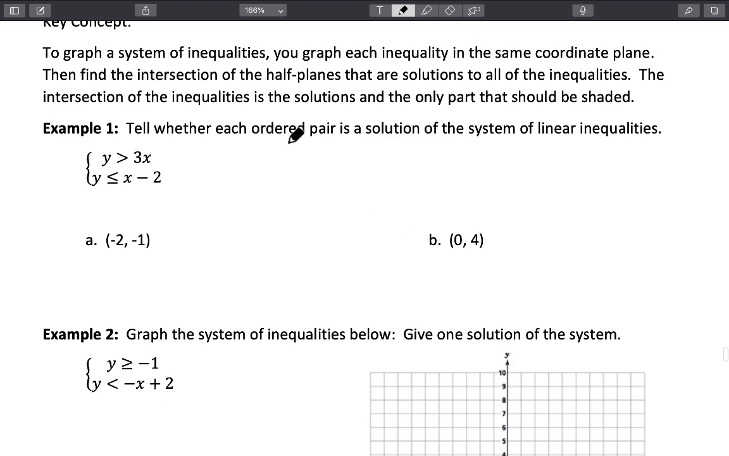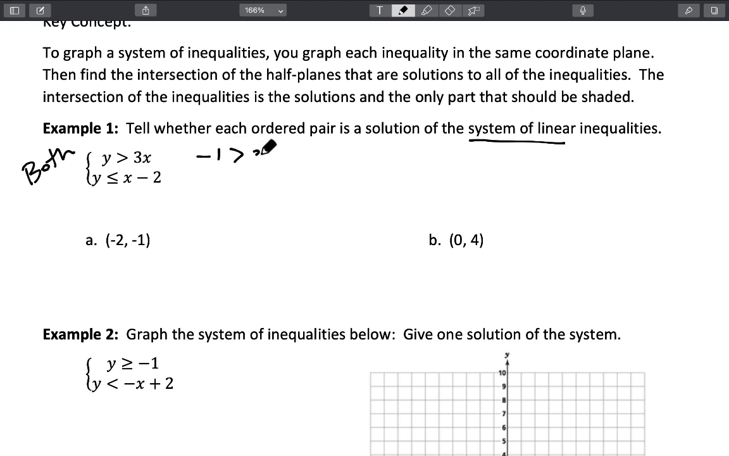In example 1, it says to tell whether each ordered pair is a solution of the system of linear inequalities. So here's our system. It's this brace that looks like a face, and then we have two inequalities. y is greater than 3x, and y is less than or equal to x minus 2. If the ordered pair is a solution to the system, then it makes both statements true. So let's substitute in the point (-2, -1) and find out if it makes both of these statements true.